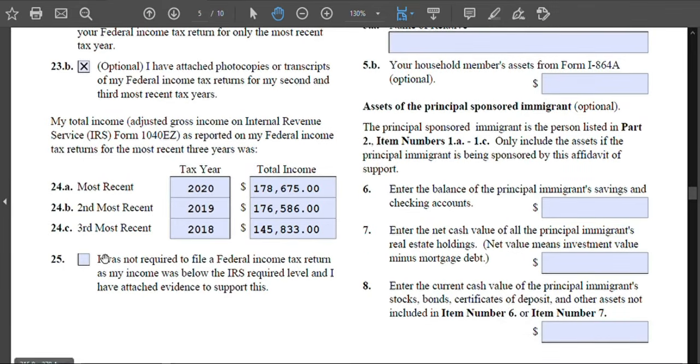And then finally, question 25, you will select if you were not required to file a federal income tax return because your income was below the IRS level and you have attached evidence of this. As a joint sponsor, you obviously wouldn't have a reason to select this, because as a joint sponsor, you will have to have money to sponsor intending immigrants. However, this will most likely be selected by the petitioner if they're not making enough income, if they weren't required to file taxes, if they're unemployed, whatever it is.